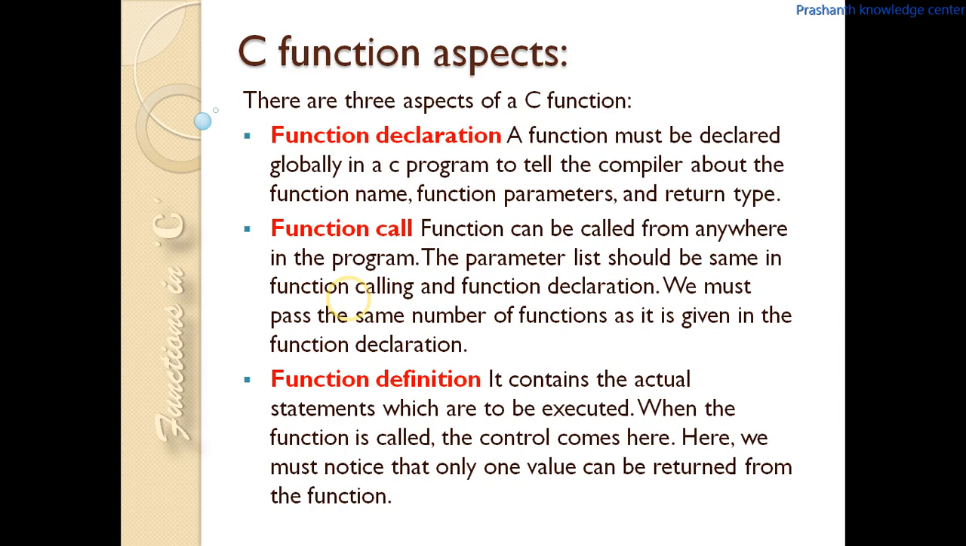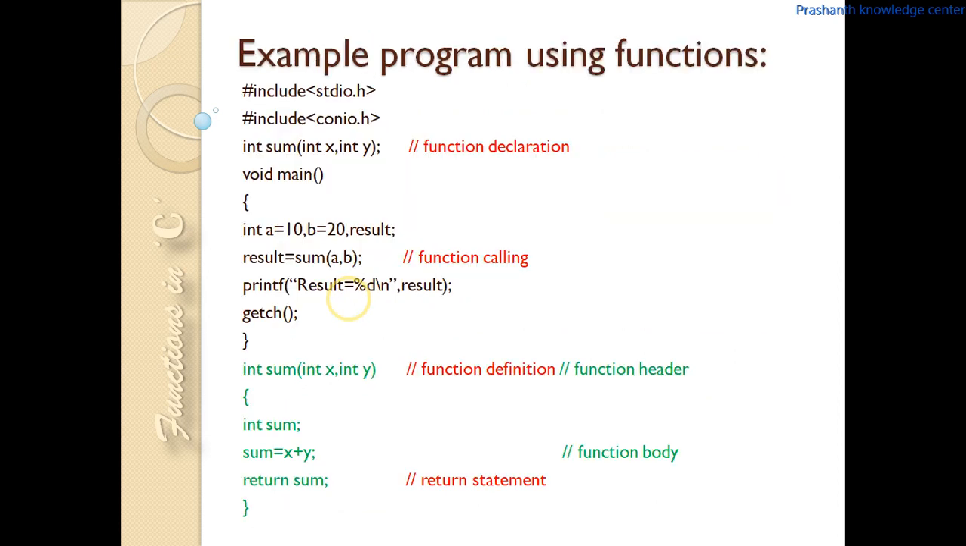When we call the function, the control jumps to the function definition and all the statements will be executed. And based on the type we use, it will return a value to the main. Here we should notice that only one value can be returned from the function. And I'll explain a basic example to understand better.